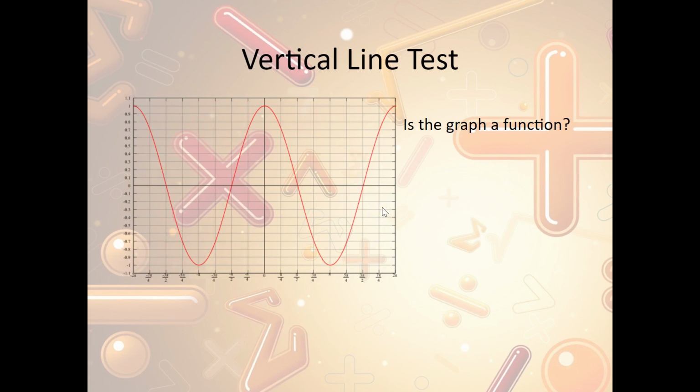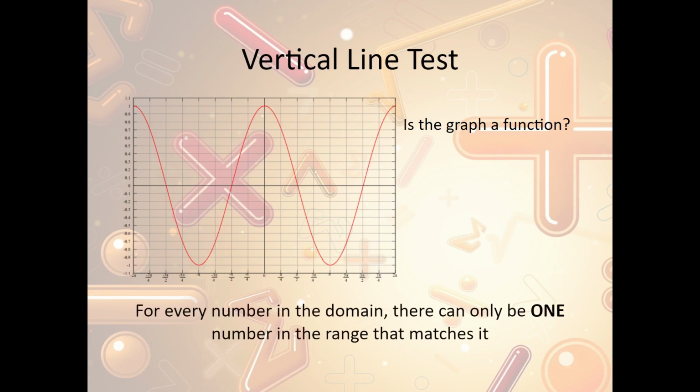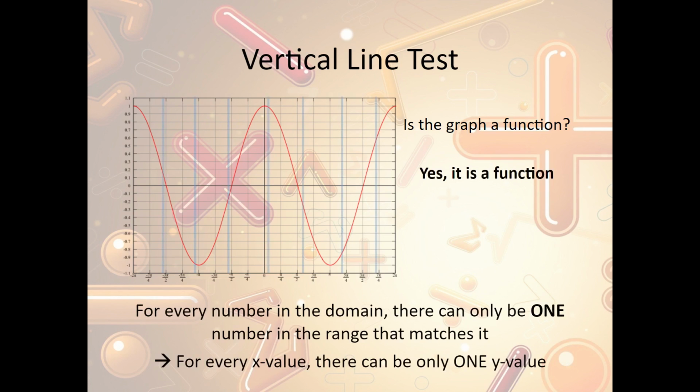Now what about this one? Is this one a function? Well, let's take a look. Is there any place I can draw a line? Notice I drew several lines in different places, and no matter where I drew the line, it still only crosses in one place. So even though the graph looks really funky, going up and down and up and down, I still can't cross in two places, so therefore this is a function.